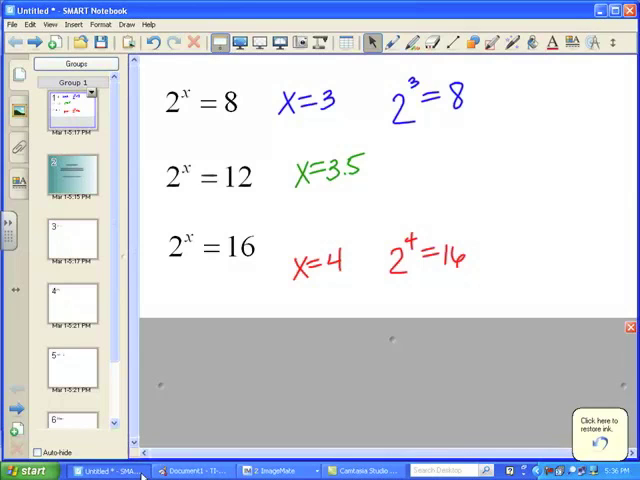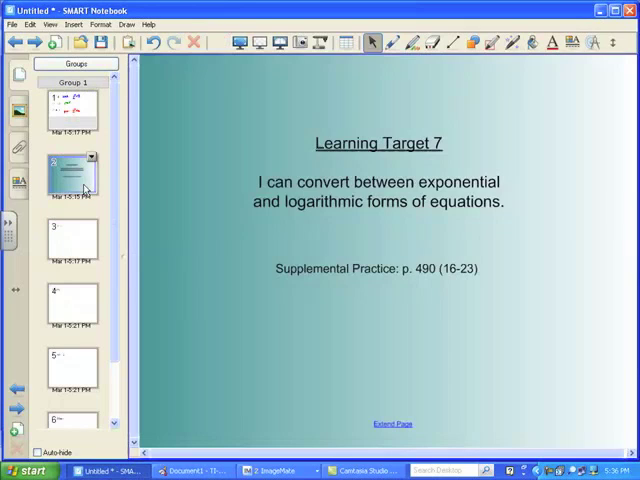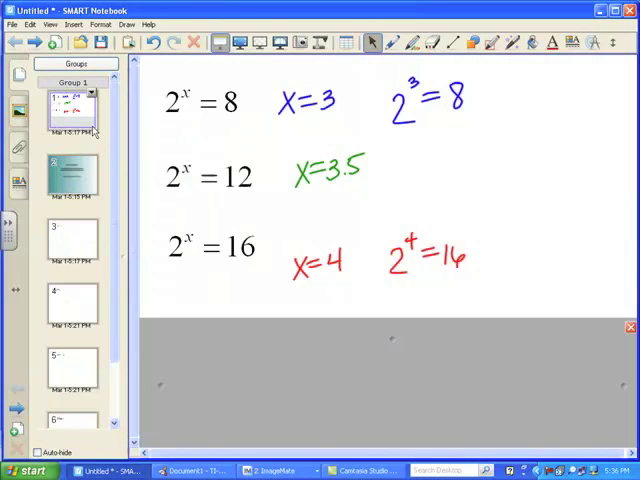So what we're going to do is take a look at something called a logarithm. And this is in Learning Target 7: I can convert between exponential and logarithmic forms of equations. Got a little supplemental practice down there if you need it. And what we want you to be able to do with this learning target is figure out how to take this form right here that we just did.